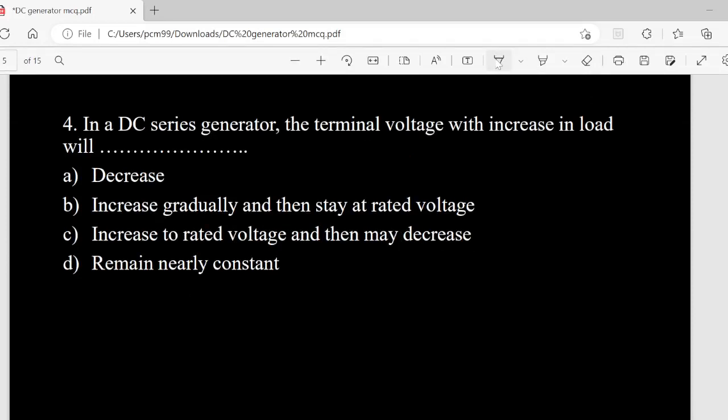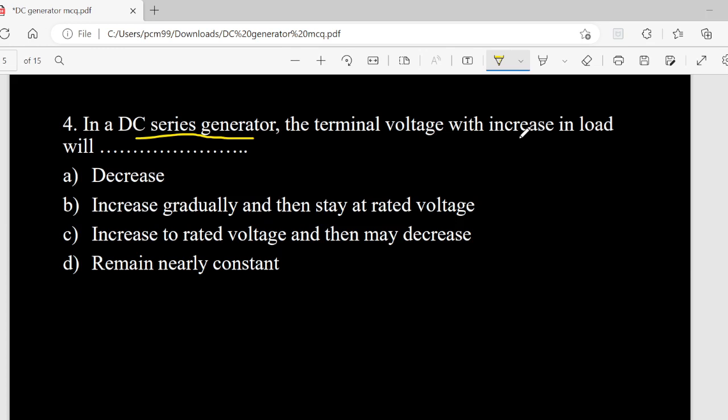Question number 4. In a DC series generator, the terminal voltage with increase in load will be option A decrease, option B increase gradually and then stay at rated voltage, option C increase to rated voltage and then may decrease, option D remain nearly constant.